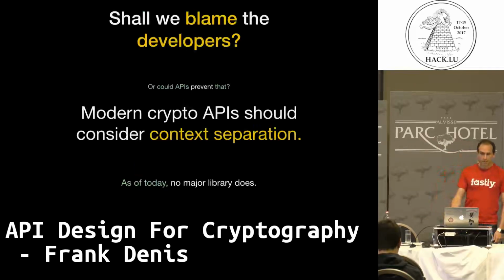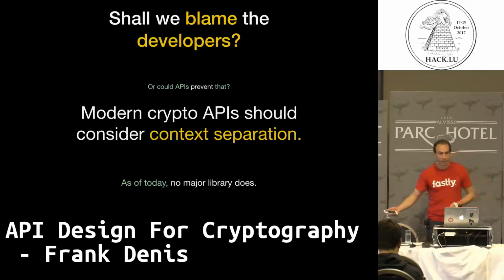Should we blame developers? No. Developers don't have to understand how every single primitive works. But the API could prevent that, using something that's been discussed a lot on crypto mailing lists, which is context separation. This is very simple. Whenever you use a key, you just add a small description: this is what I'm going to use this key for.